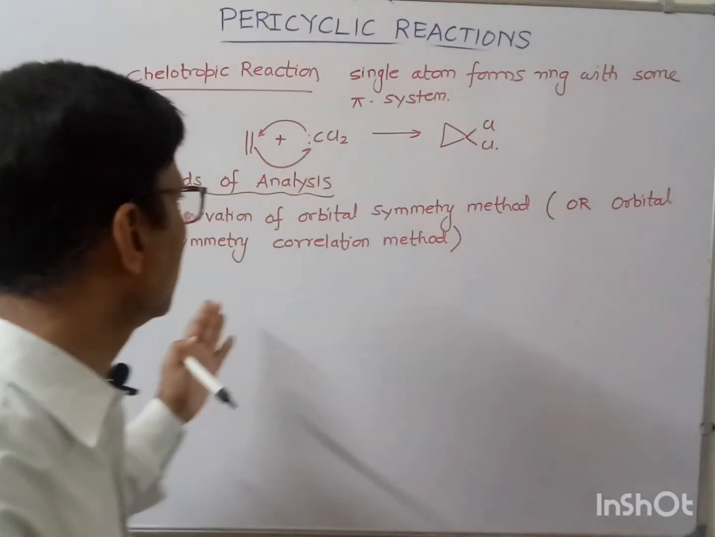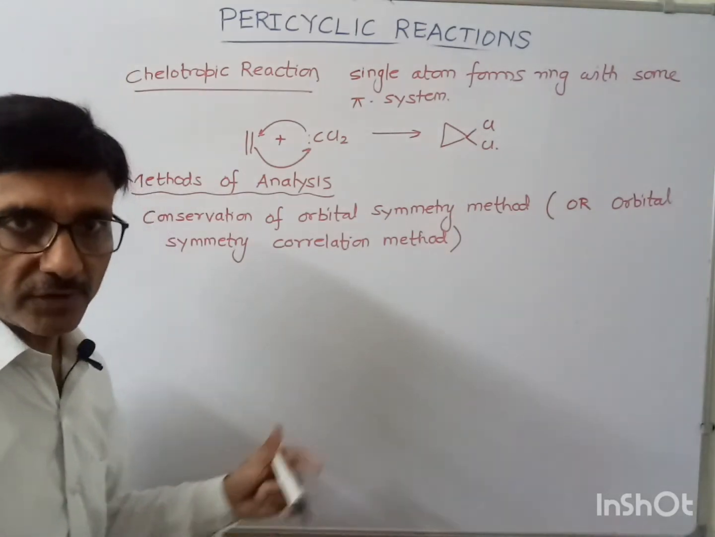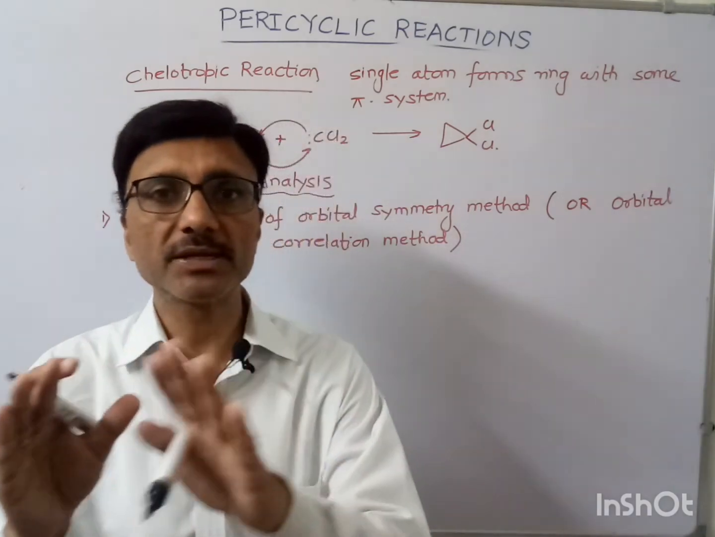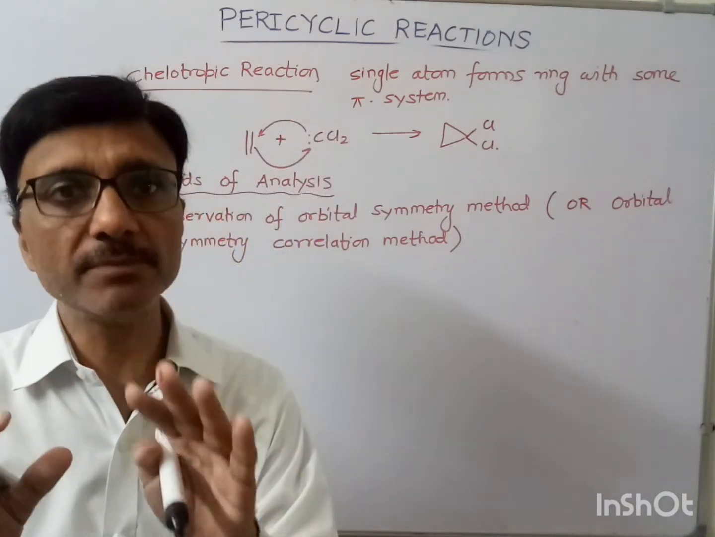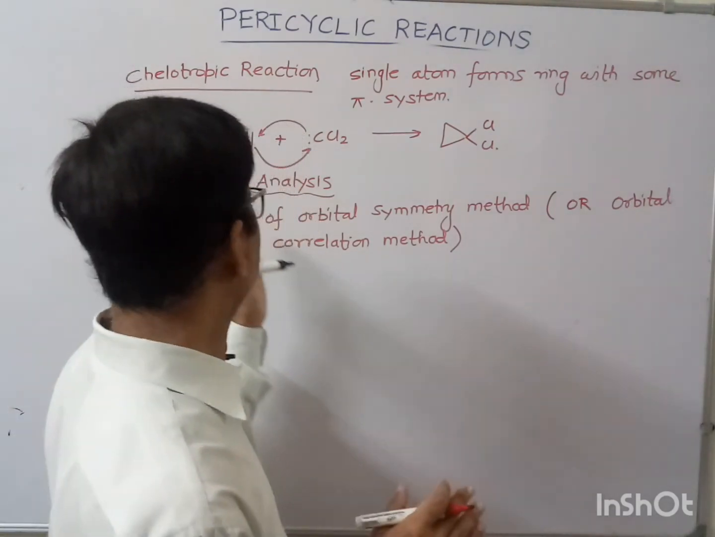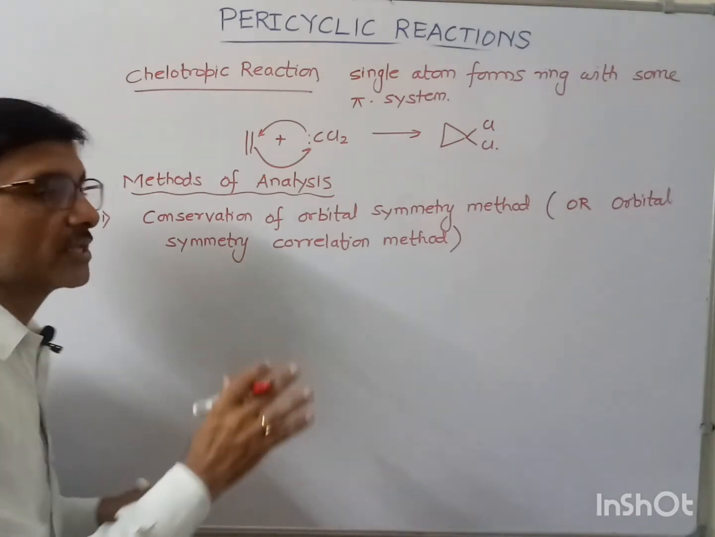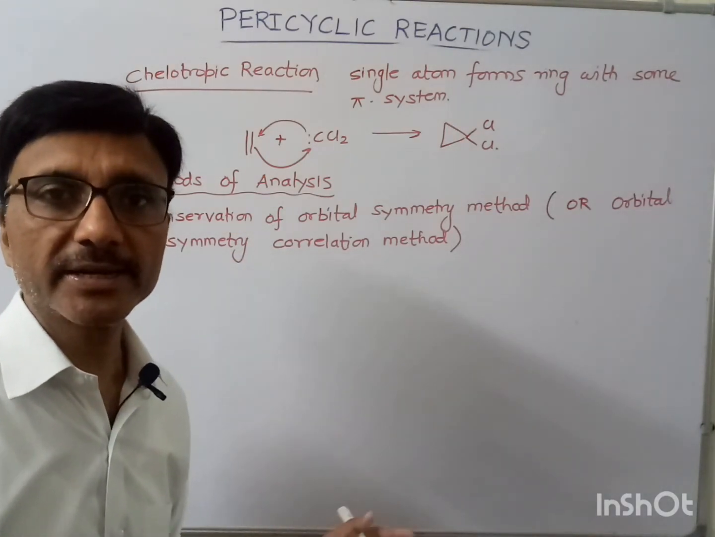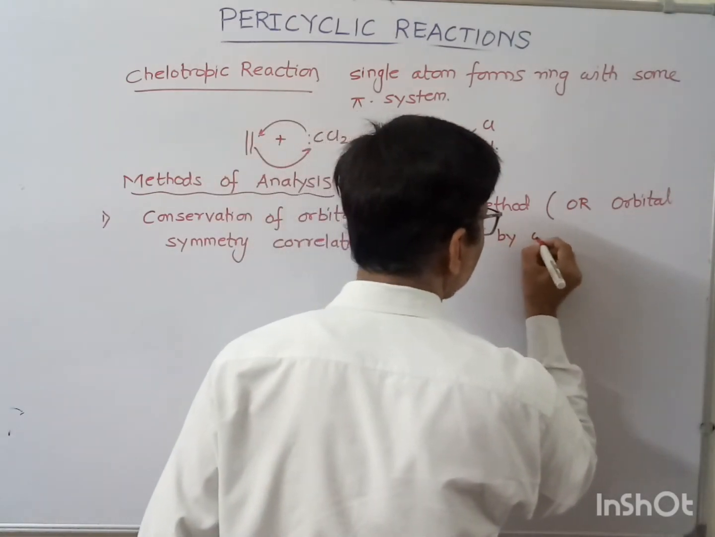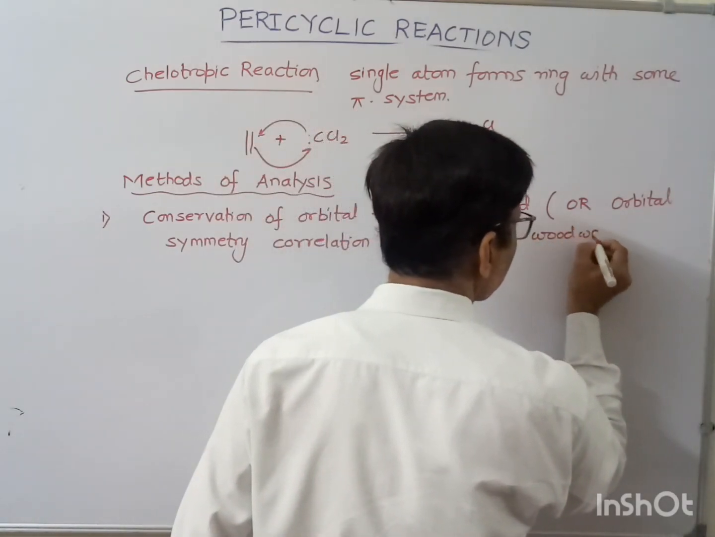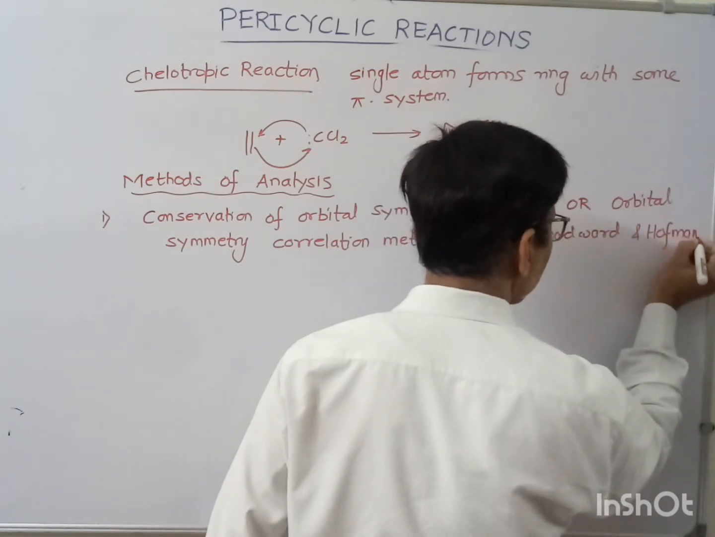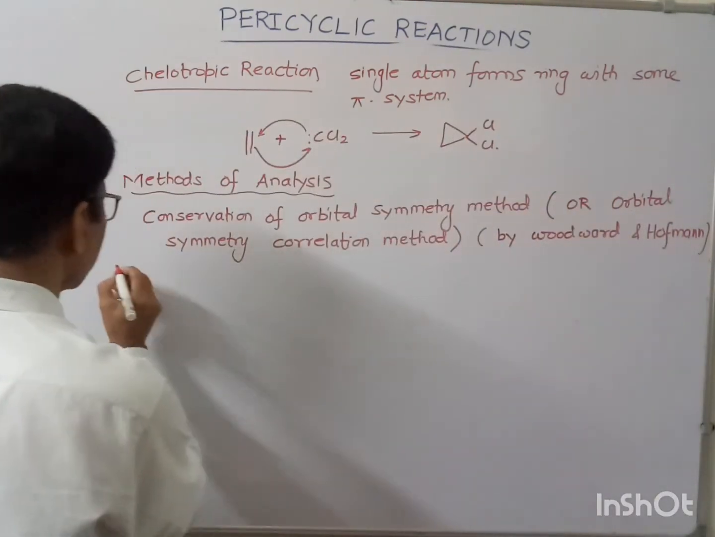I have told you in the features of pericyclic reactions that the reactant orbitals and product orbitals should have the same symmetry. So this is one method of analysis where the orbitals of the same symmetry in reactant and product are correlated, and this was given by Woodward and Hoffmann. They gave this method of analysis.